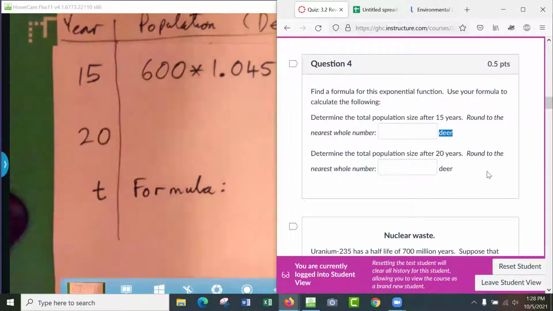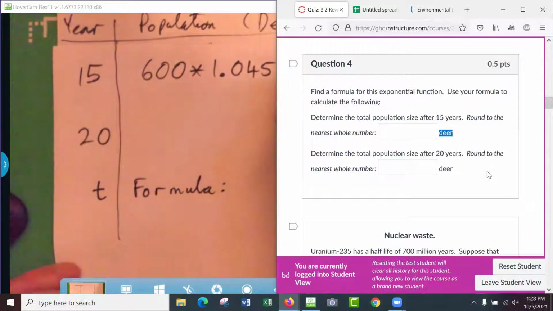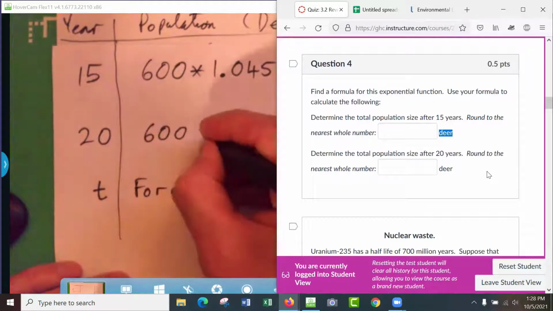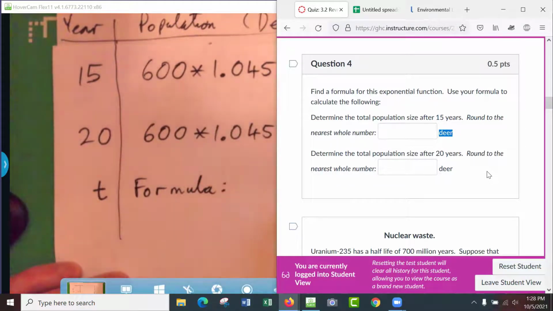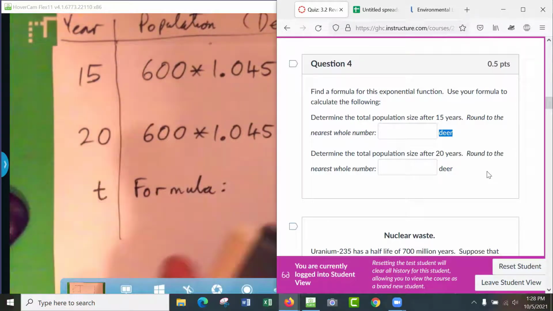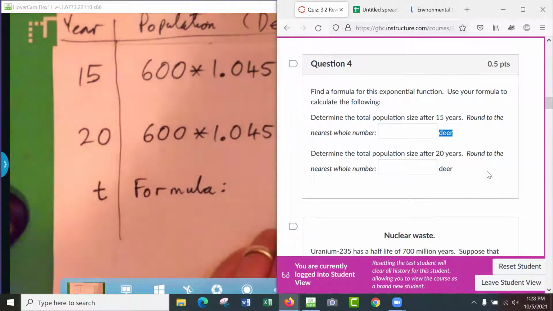No problem. So 600 times 1.045 to the power of? To the power of 15. Perfect. And then 20 years would be just 600 times 1.045 to the power of? 20. Perfect. And so we'll just do both of those. We'll round them. I guess I'll do those now.